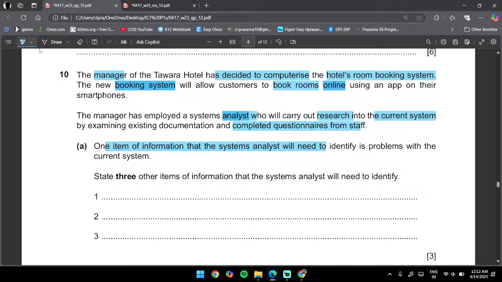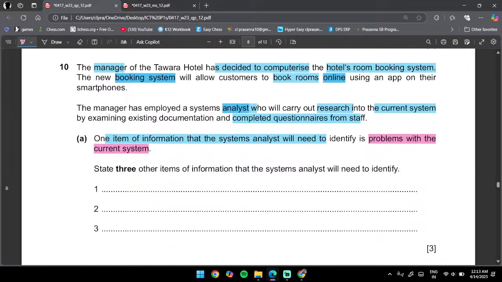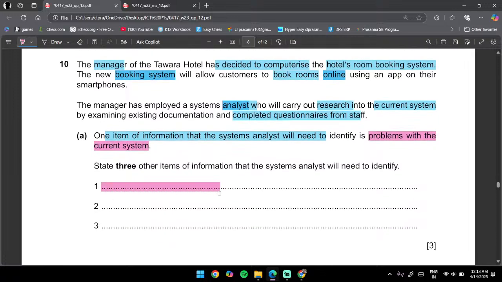So the first thing that the system analyst will have to identify is problems with the current system. So it's asking us what other information the analyst will need to identify. Since he or she is going to implement a new system, they should know the hardware and software requirements. They should know the user expectations and requirements, and what else should the analyst know?